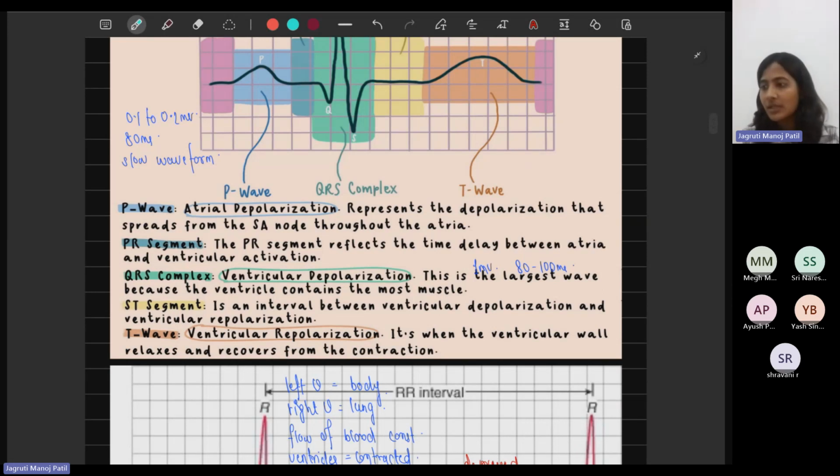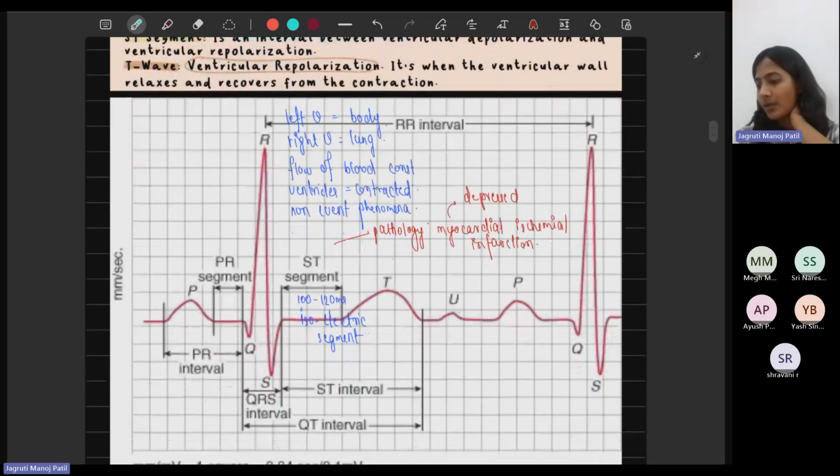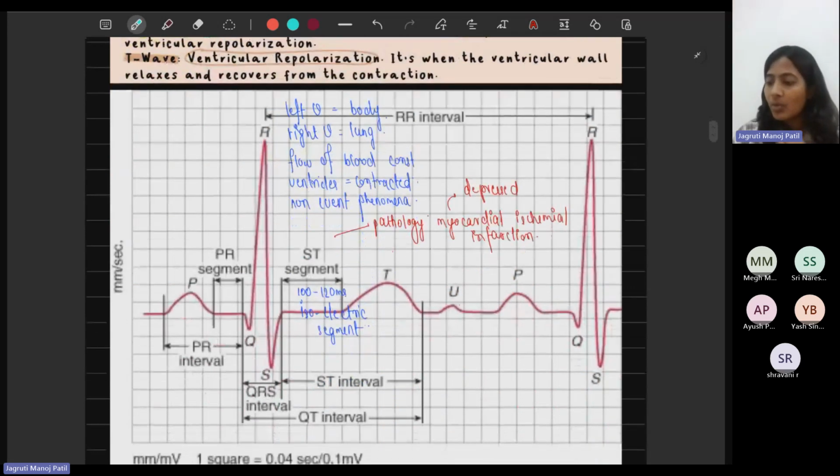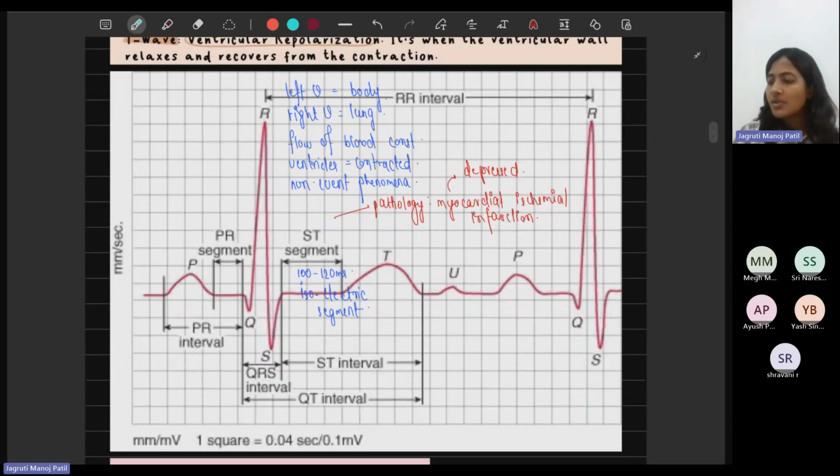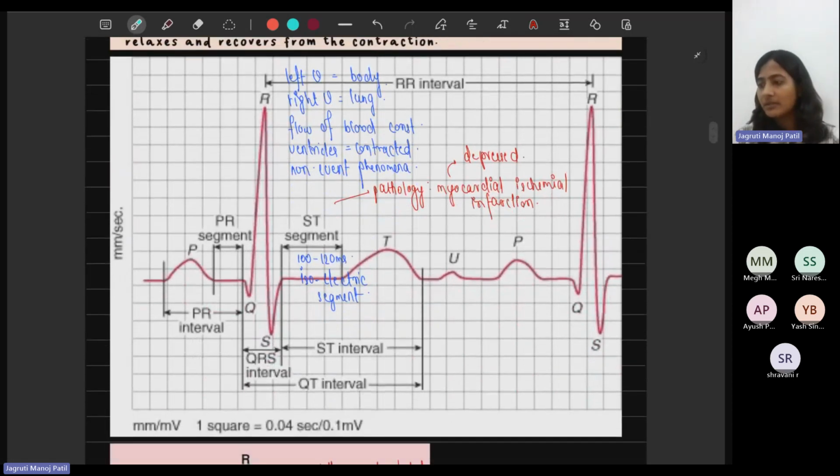From here you can see that the QRS complex doesn't look that large compared to the P wave, but again, this is not drawn to scale. The QRS complex is obviously larger than the P wave, and lasts around 80 to 100 milliseconds. Then there are more segments. We only saw the PR segment and ST segment over there, so we also see the ST interval and the QT interval.